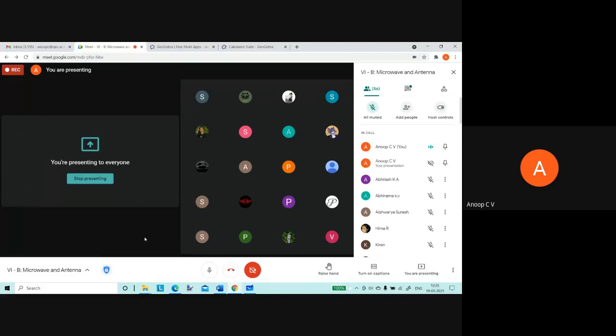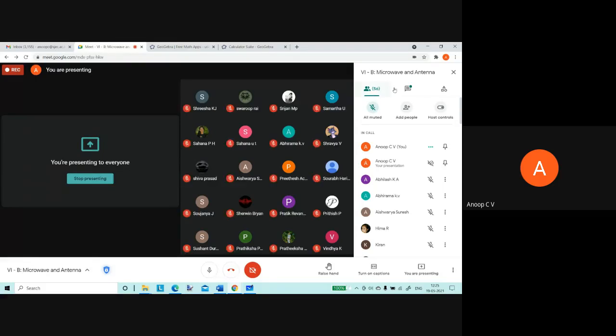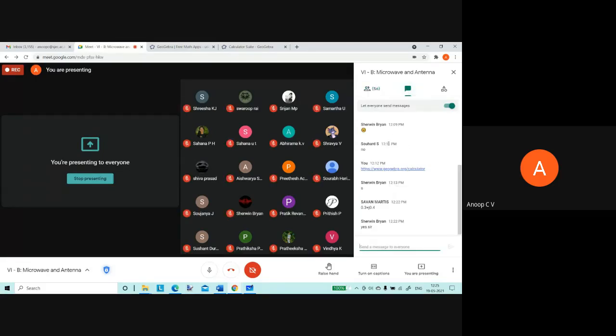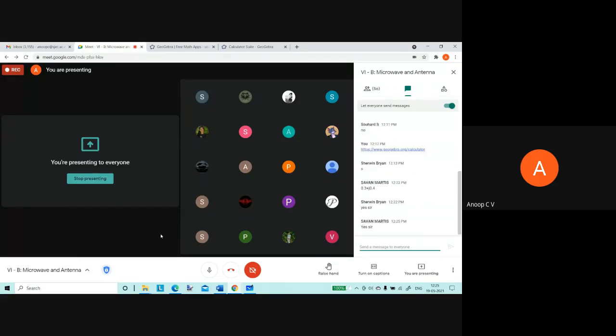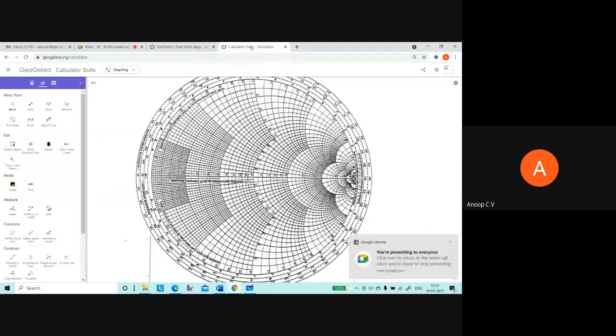Maybe what you can do is, whatever I am doing on Smith chart, you can draw rough sketches in your notebook. 0.3 plus j0.4, it's correct. So shall we proceed towards Smith chart now? All are with me? So maybe we'll proceed towards Smith chart now.